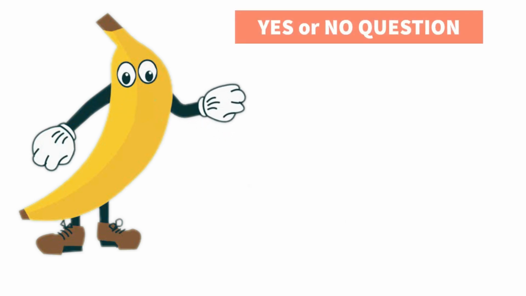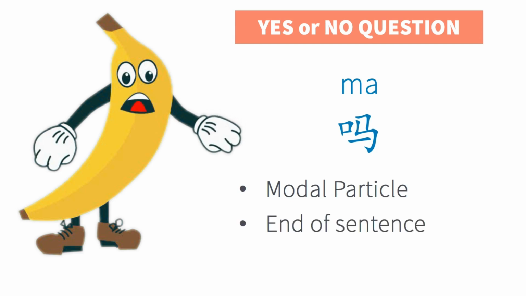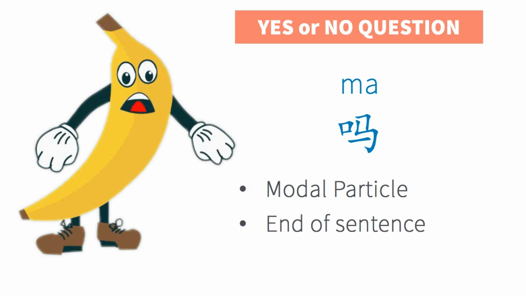Today we'll learn how to say a yes or no question in Chinese. It's very easy. All we need is one simple character, ma. It's a modal particle and it's used at the end of a sentence to ask a yes or no question. Let's look at these two example sentences.